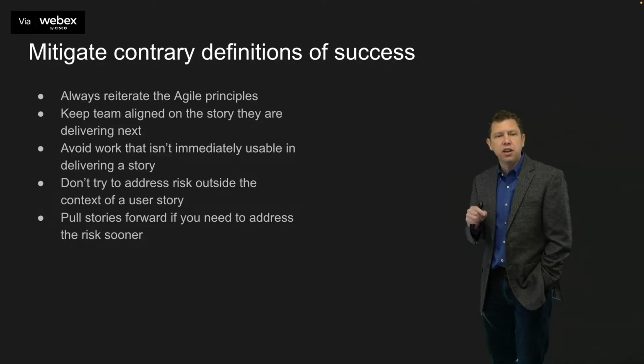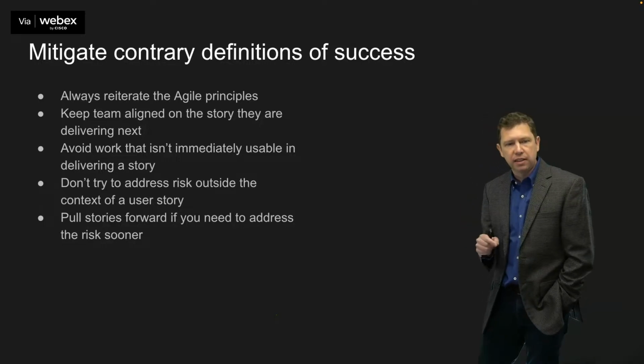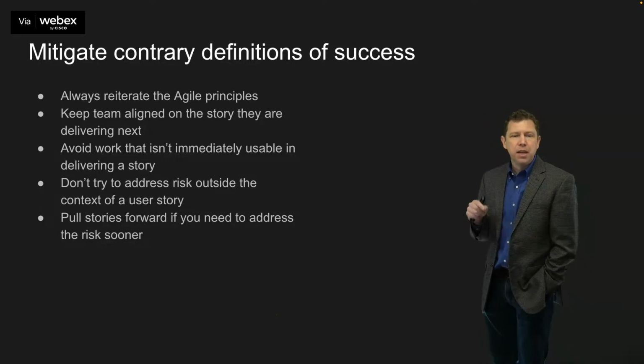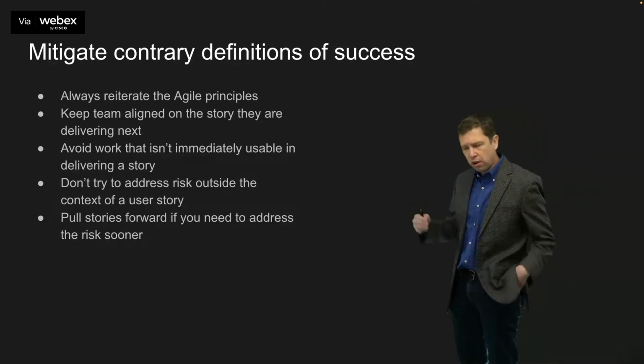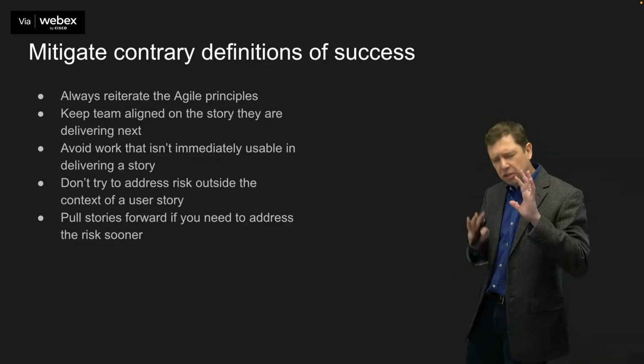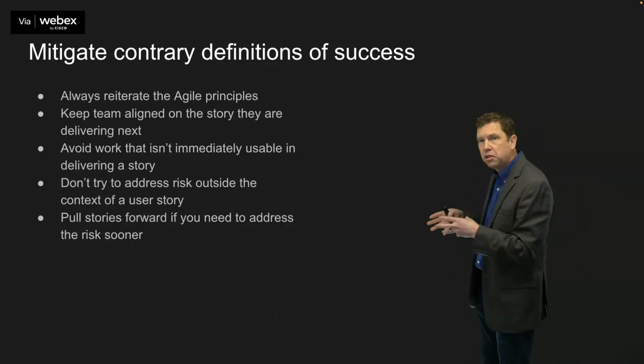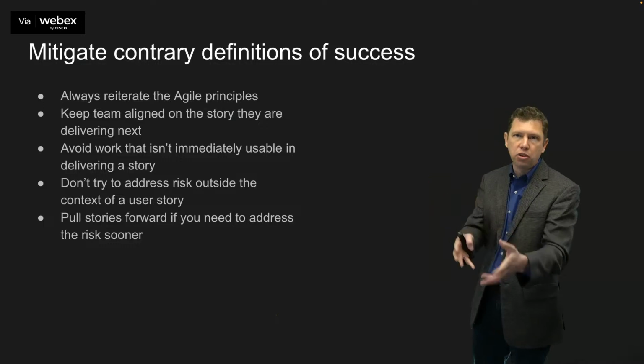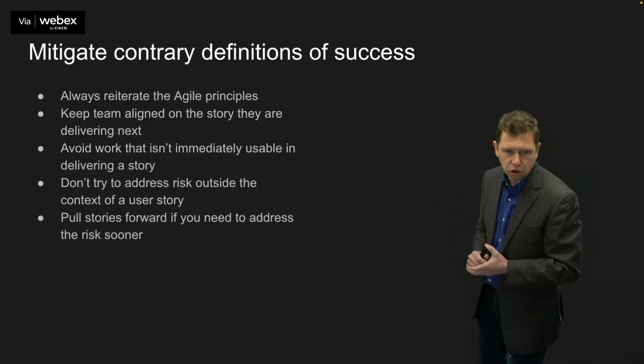Keep the team aligned on the story they are delivering next. Avoid work that isn't immediately usable in delivering a story. So this is something I see a lot where teams are trying to work so far ahead because there's stuff they're seeing that they need to do in the future, that they lose sight of how do we deliver something functional to the user in the near term.